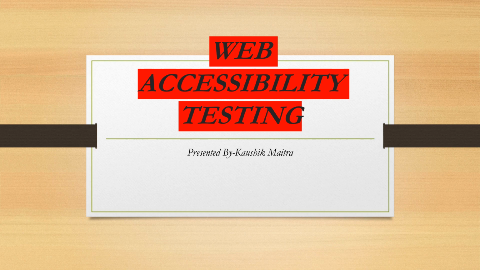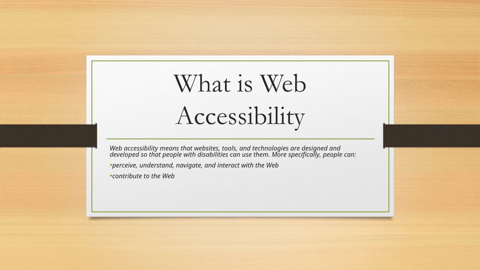If you see what web accessibility is, I have taken this definition from the official websites of web accessibility, where all the guidelines are mentioned. Web accessibility means that websites, tools, and technologies are designed and developed so that people with disabilities can use them. More specifically, people can perceive, understand, navigate, and interact with the web, and contribute to the web.